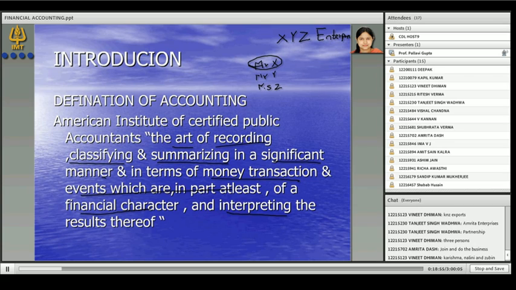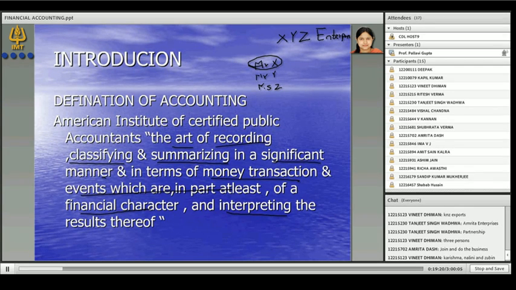The other option is that 2-3 people can join together and start the business together. These people, Mr. X, Y and Z, when they join together, in legal language we call it a partnership. The partnership is formed under the Indian Partnership Act 1932, which governs the partnership business.